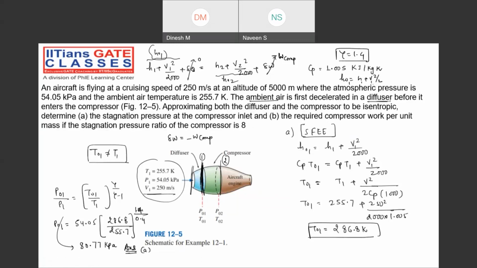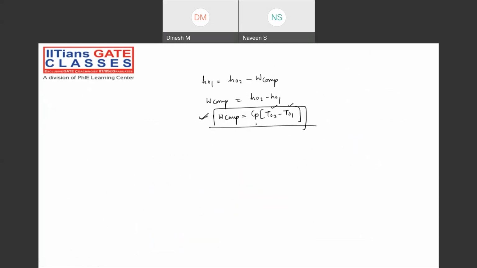And they are asking per unit mass. So we need not calculate anything about mass flow rate. So my dear friend, here Cp is known to us, T01 is also known to us. T01 is nothing but 286.8. Cp value is 1.005 kilojoule per kg Kelvin. Now we need to calculate the work of compression. Before that, we need to calculate the value of T02.